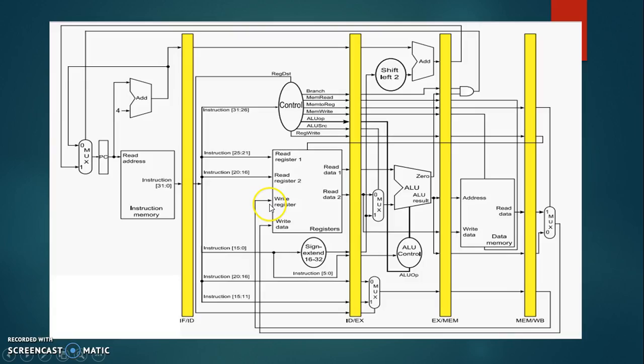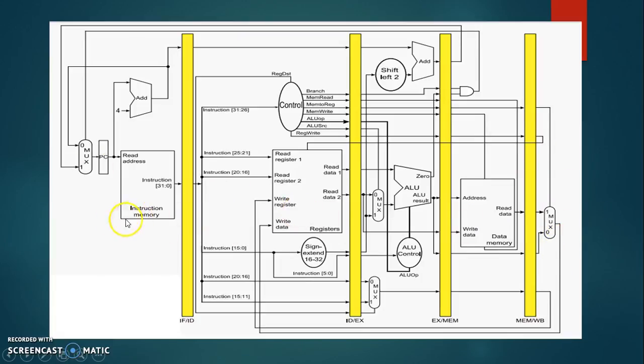Now let us look at the overall architecture of the Nios 2. This is the fetch block. This is the decode block. This is the execute. This is the memory block, and finally this is the write back. So this is a 5-stage pipelining.